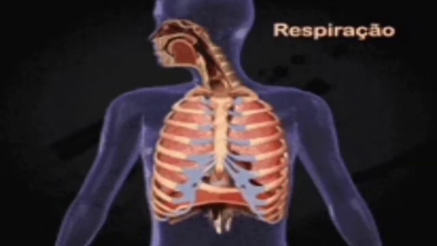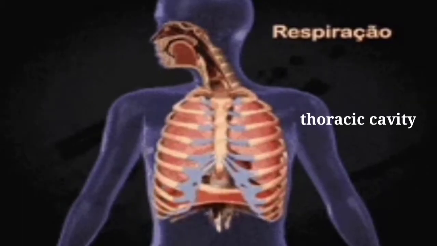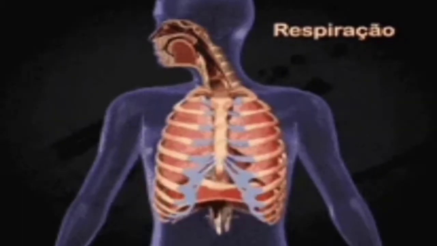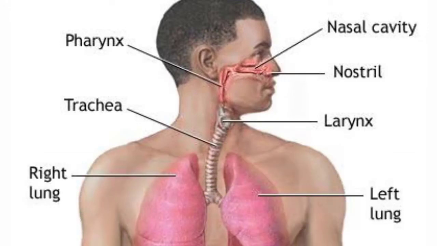The lungs are situated in a space within the chest called the thoracic cavity. The walls of the thoracic cavity are supported by the ribs. The base of the cavity is like a sheet of muscle called the diaphragm. We breathe through our nose, which consists of two nostrils.